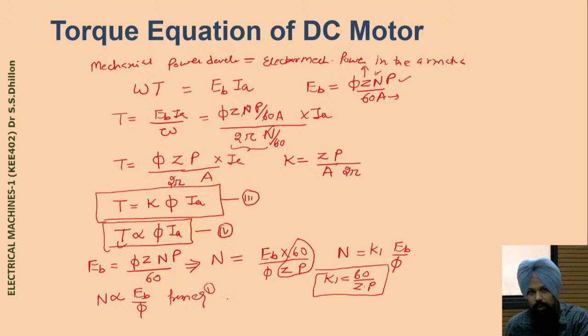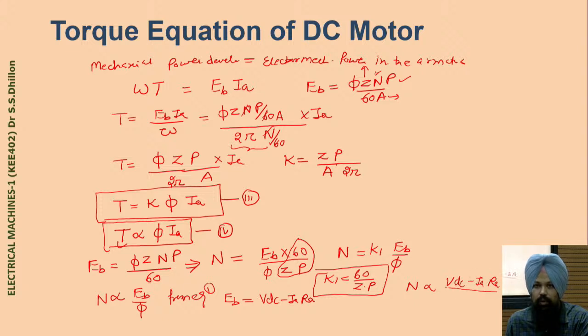From that voltage balance equation, EB can be represented in the electrical circuit as VDC minus IA into RA. So I can represent that speed is directly proportional to VDC minus IA into RA also. In this way also I can represent the speed. So this is your sixth equation.